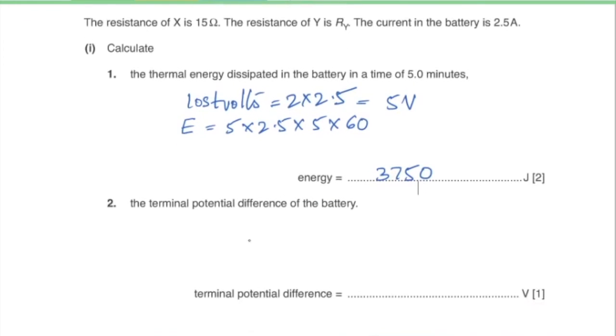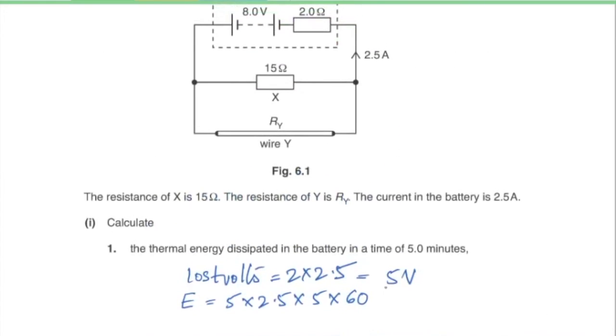The terminal potential difference of the battery, so PD is equal to EMF minus lost volts. The EMF of the battery is 8 and the lost volts due to the battery's internal resistance are 5 volts, and that's 3 volts of PD. This means that a PD of 3 volts is across the 15 ohm resistor X, and a PD of 3 volts is also across wire Y.